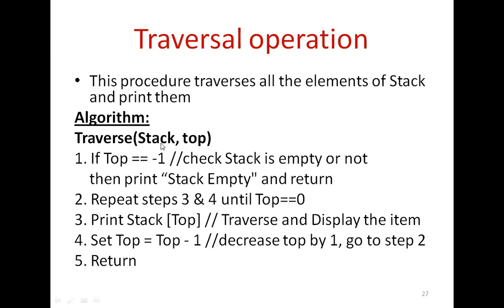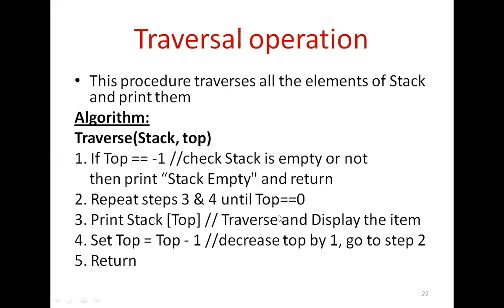So traverse, stack, and top. We'll pass the stack to this algorithm as input, and the top value will also be given as input. Now you check whether the stack is empty or not. If top equals -1, then the stack is empty, and you print this message. Otherwise, we have to traverse or visit all the elements of the stack from the top to the first element. So repeat steps 3 and 4 until top equals 0.